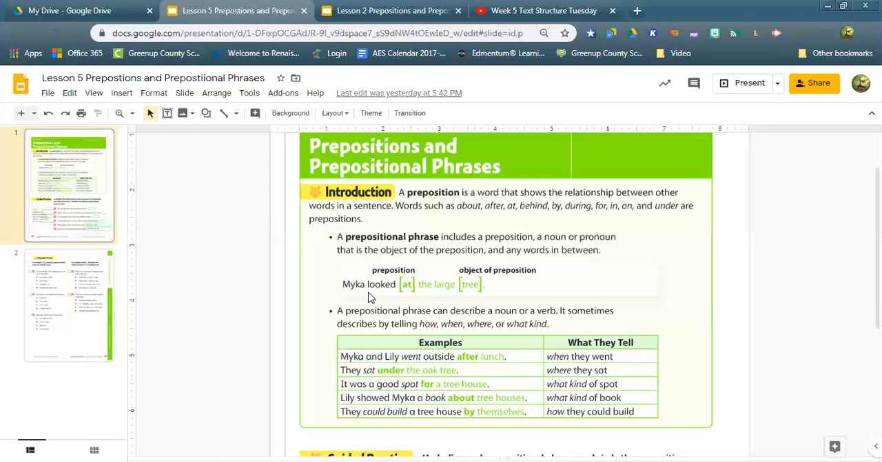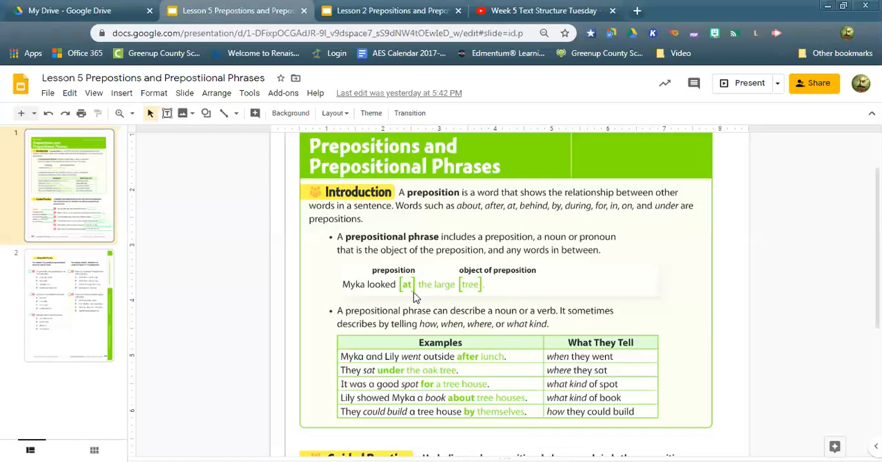Let's look at this whole sentence here. Micah looked at the large tree. At's the preposition. Object of the preposition is tree. At the large tree is your prepositional phrase. The prepositional phrase is going to start with the preposition and go to the object and any words in between those 2 parts of speech.